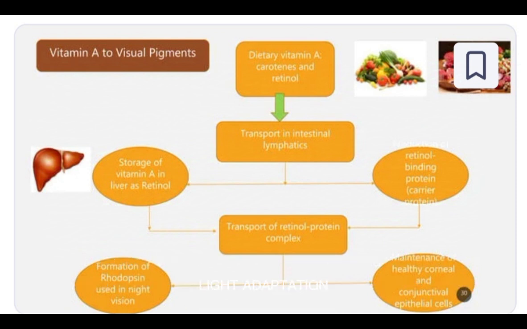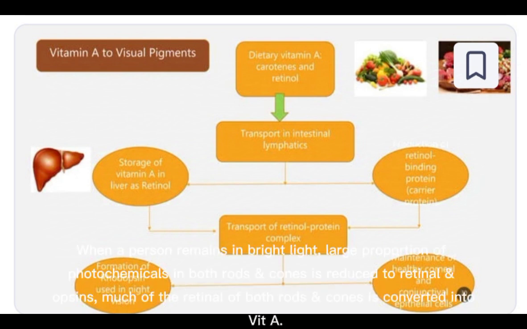Light adaptation. The process by which retina adapts itself to bright light is called light adaptation. It is quick and occurs over a period of 5 minutes. Mechanism: when a person remains in bright light, a large proportion of photochemicals in both rods and cones is reduced to retinal and opsins. Much of the retinal of both rods and cones is converted into Vit-A.